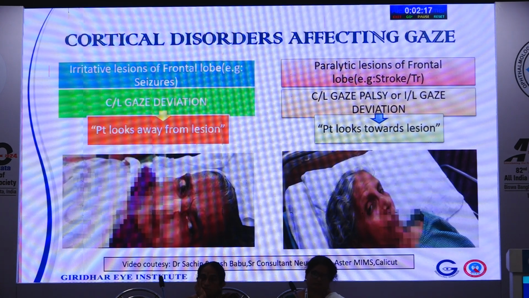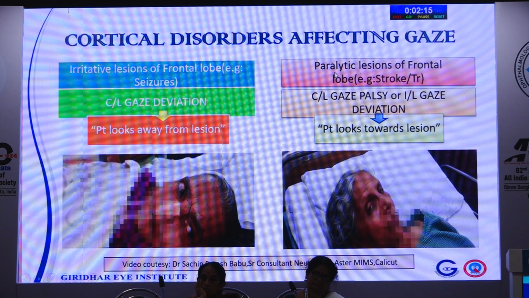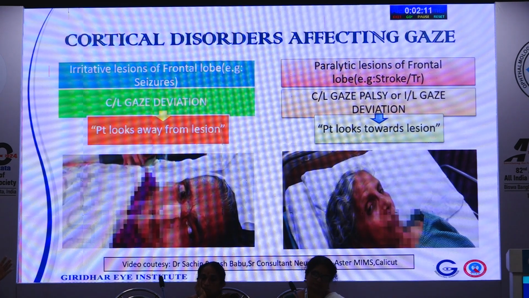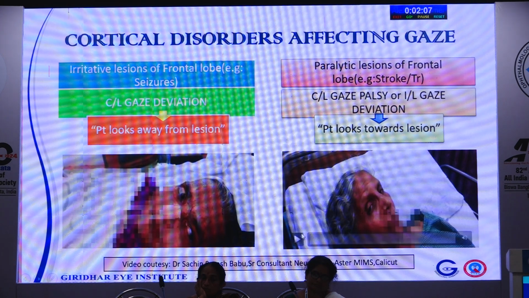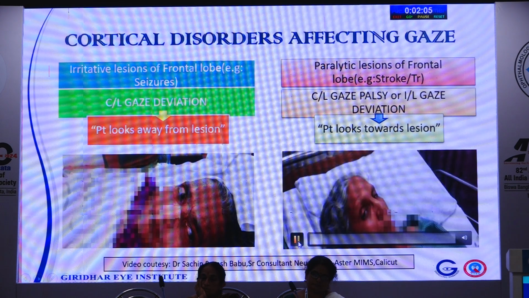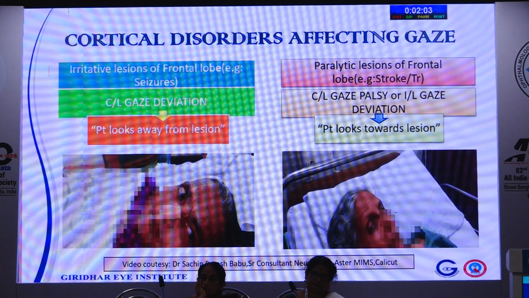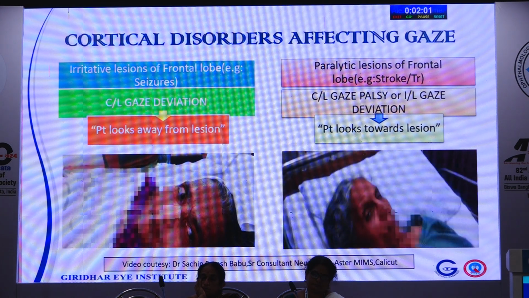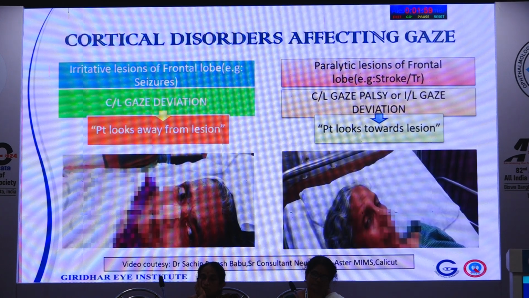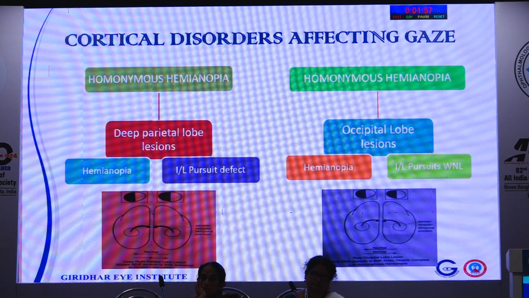So as in this case, like a seizure, or if you have a paralytic lesion of the frontal lobe, you cannot look to the opposite side, because the contralateral frontal eye field helps you to look to the opposite side. So here, in this video, the patient cannot look to the opposite side, or the patient looks towards the lesion, away from the other side of the brain. So these are some conditions in which you may be helpful in diagnosing where the lesion is.